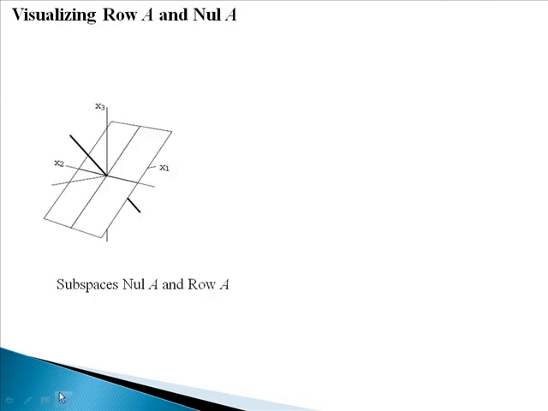So let's look at a graph. In this one we're looking at the subspaces null A and row A. Here, remember, the null space of A, from our example before, was a plane in R3 space. And then the row space of A is here, and it was a line in R3 space. So we're dealing with 3 dimensions.